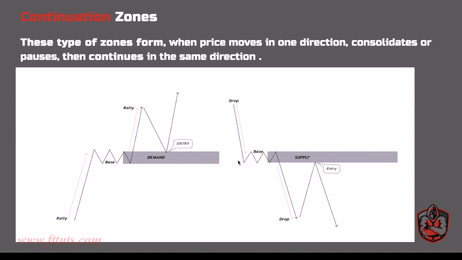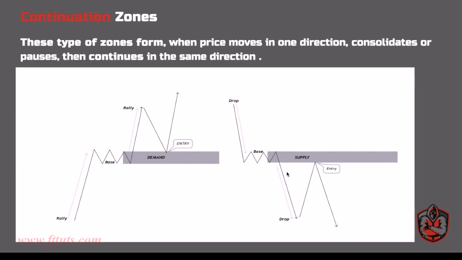And that's the same for the selling example. We have a drop and then we have a base, a pause, a consolidation, and then price continues to drop. Now that marks out an area of supply. And remember I said supply equals sell, demand equals buy. So rally base rally, when price pulls back into this area, we know that this is a demand. And what does demand equal? Buy. So we look to buy off demand.